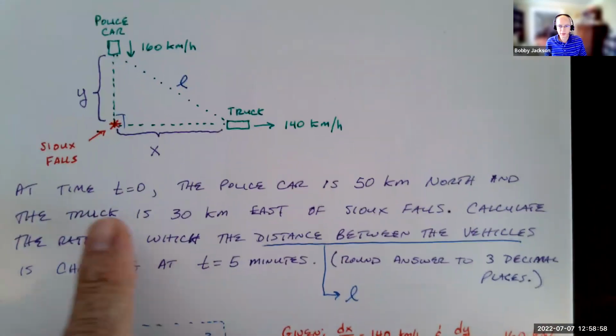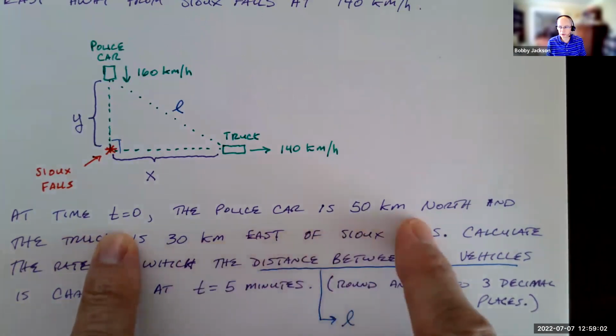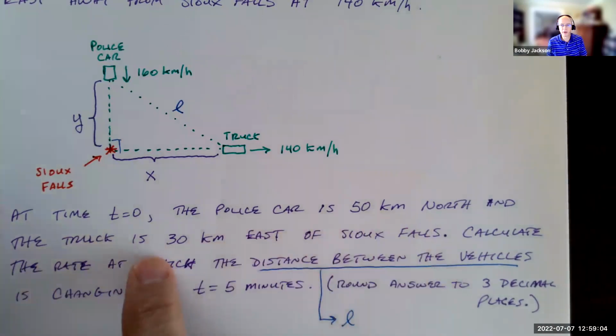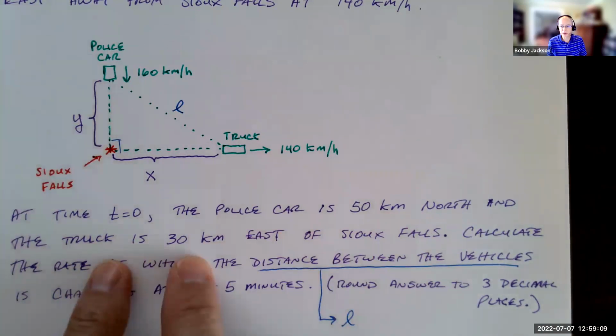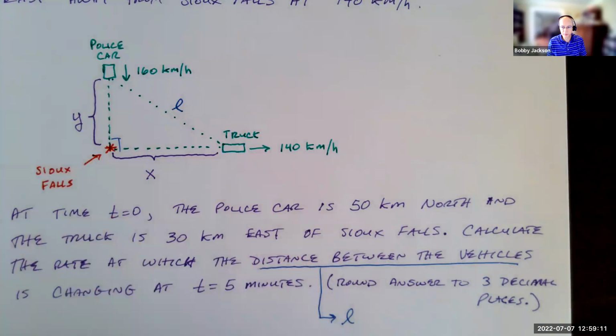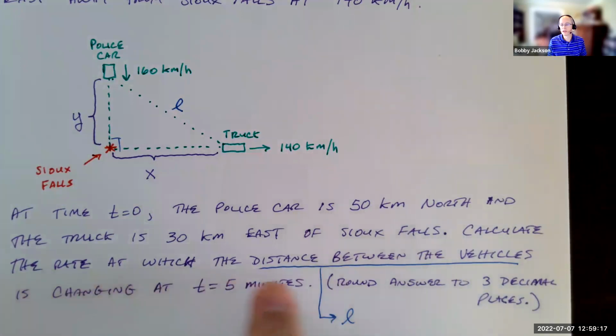As we read through the rest of the problem, at time t equals 0, the police car is 50 kilometers north. So this distance initially at t equals 0 is 50 kilometers, and the truck is 30 kilometers east of Sioux Falls at time 0. Calculate the rate at which the distance between the vehicles is changing at t equals 5 minutes, and then round answers to 3 decimal places.